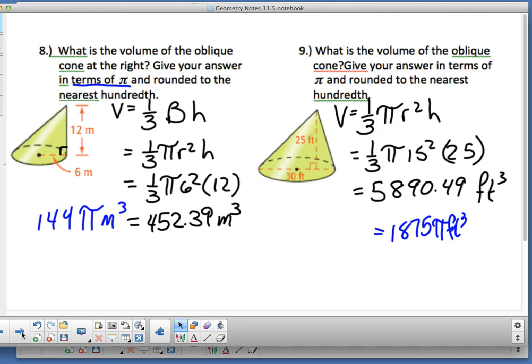Okay, now here's the thing. That was about pointy things. Pyramids and cones are one-third their corresponding prisms that have the same dimensions. Now, for those folks at home, you're missing out on a fun touch.